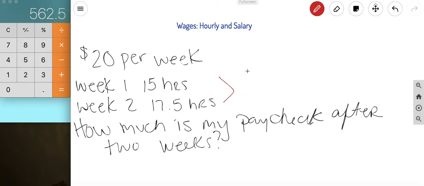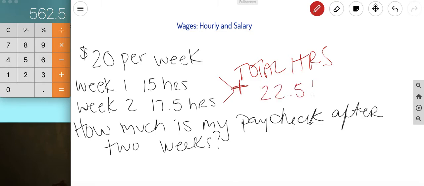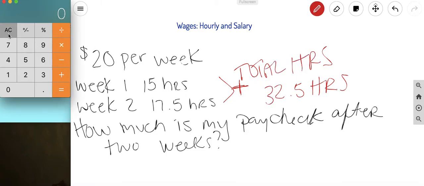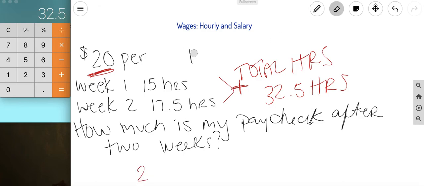So remember, we need to find our total hours first. So we're going to add these numbers up, and we get 22.5 hours. Oh, nope, we get 32.5. Let me check my math. That's why I should always use a calculator. Yep, silly me. Okay, so back onto this. So we found our total hours. So remember, we need to take our hourly rate, I should say hour, my bad.